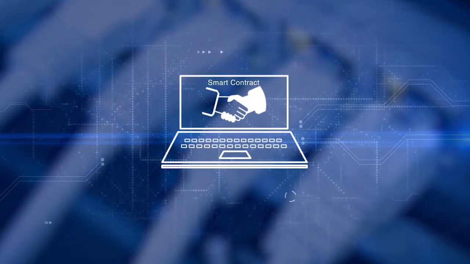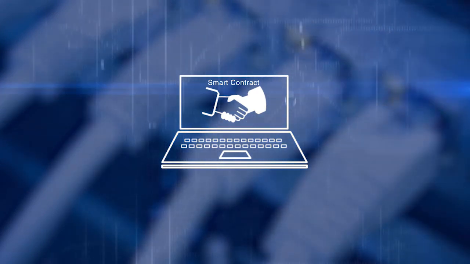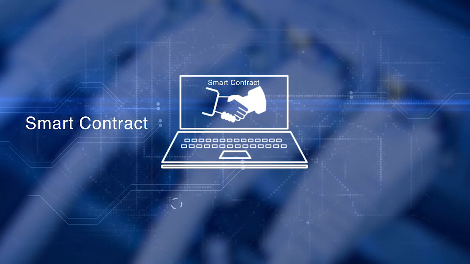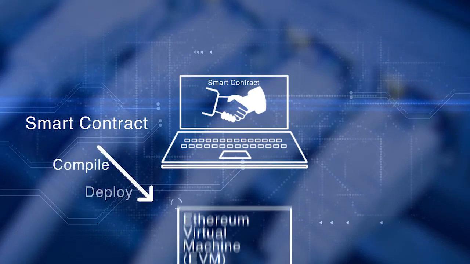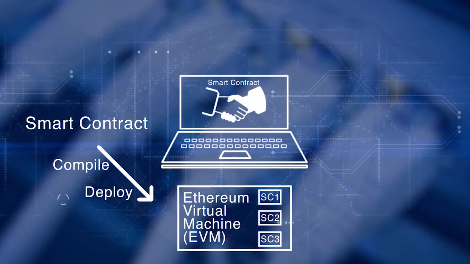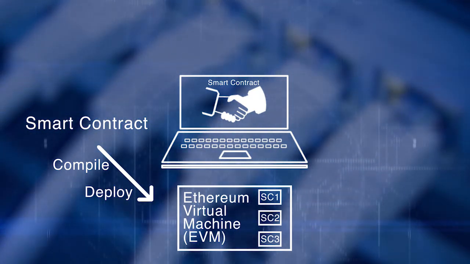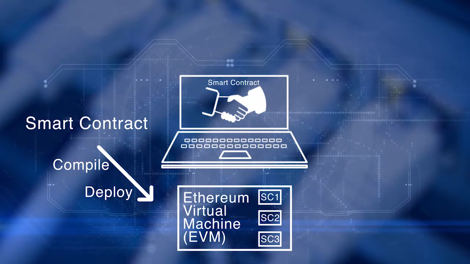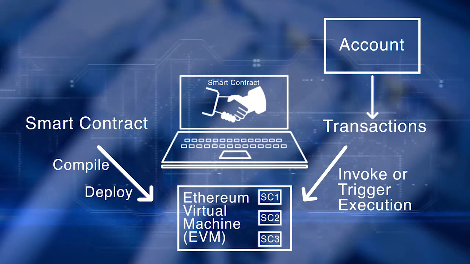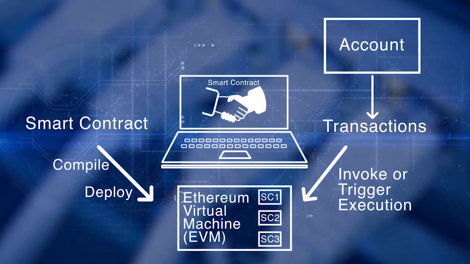This figure depicts the deployment of a smart contract and the invocation of a smart contract. Smart contract is designed, developed, compiled, and deployed on the EVM. There can be more than one smart contract in an EVM. When the target address in a transaction is a smart contract, the execution code corresponding to smart contract is activated and executed on the EVM.